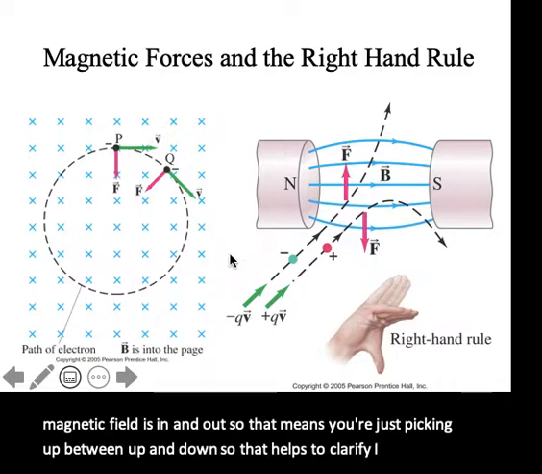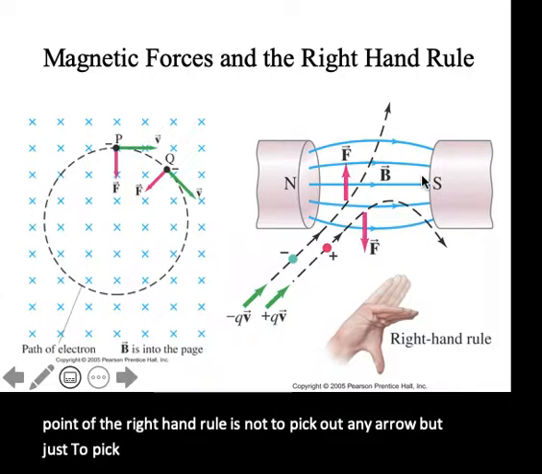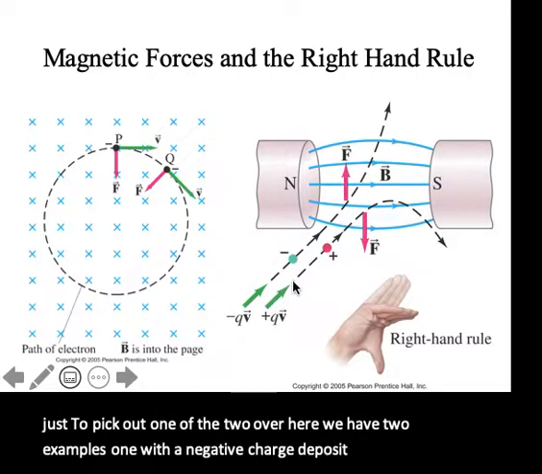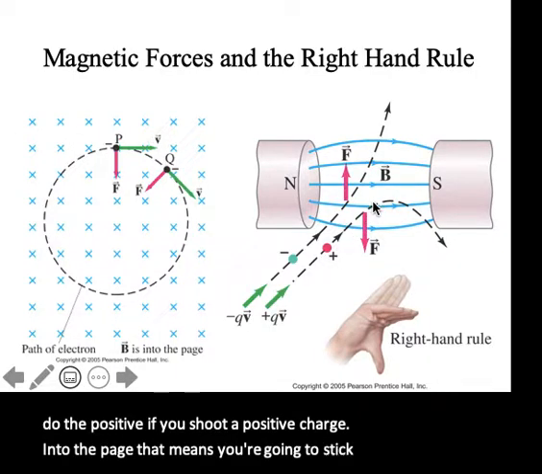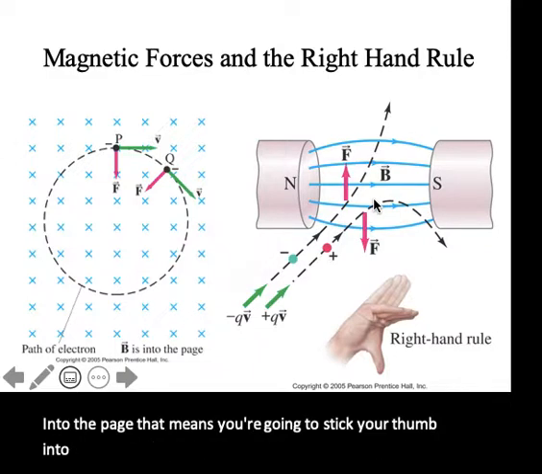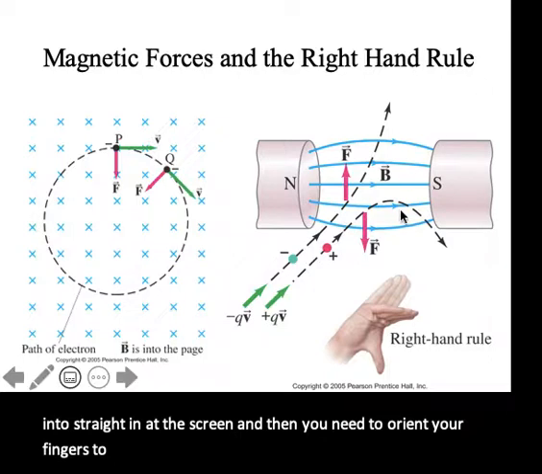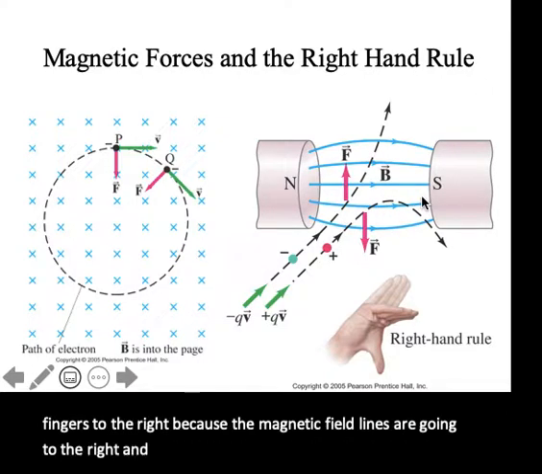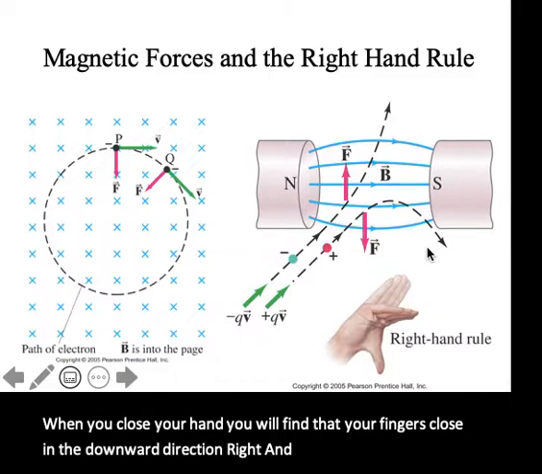The point of the right-hand rule is not to pick out any arrow, but just to pick out one of the two. Over here we have two examples, one with a negative charge and one with a positive charge. Let's do the positive charge. If you shoot a positive charge into the page, you stick your thumb straight in at the screen, and then orient your fingers to the right, because the magnetic field lines are going to the right. When you close your hand, your fingers close in the downward direction, and so the positive charges will bend downwards.